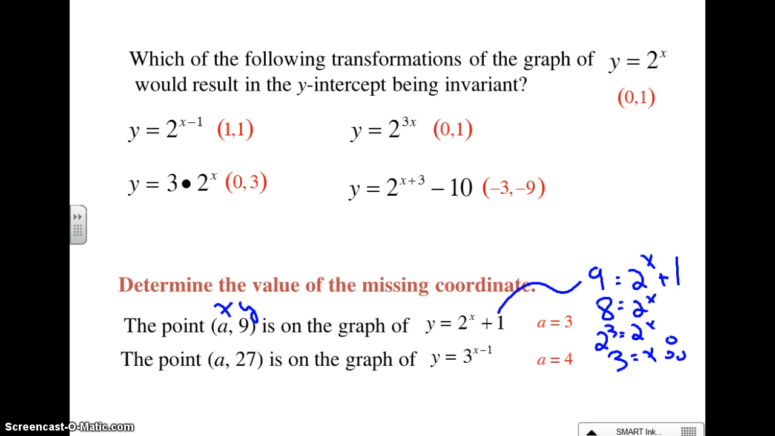And you would do the same thing in question 2, where if this is x and this is y, that means that you would have an equation of 27 equals 3 to the x minus 1, and you need to solve that for x like you would have done in lesson 2 of our travels, right?